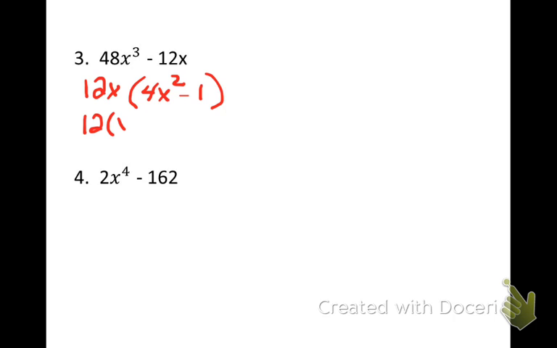So we have our 12x, oops, let's go back and fix that. Times, and we need our two sets of parentheses. Square root of that is 2x and 2x. Square root of 1 is 1. One minus, one plus.